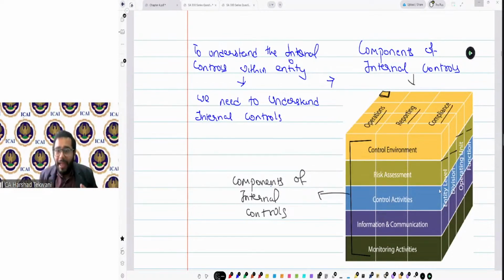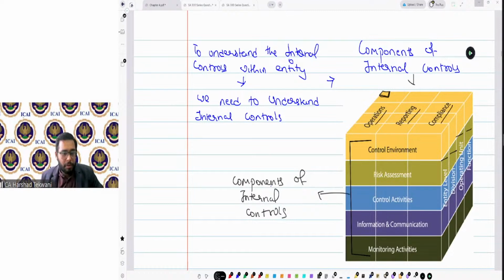Now, if I need to understand the overall control environment and overall internal controls, I need to understand different sides of the controls, such as those related to integrity and ethical values within the organization. A lot of things I need to understand within the organization. And when I say I need to understand the internal controls, I need to understand how effective and how efficient they are.